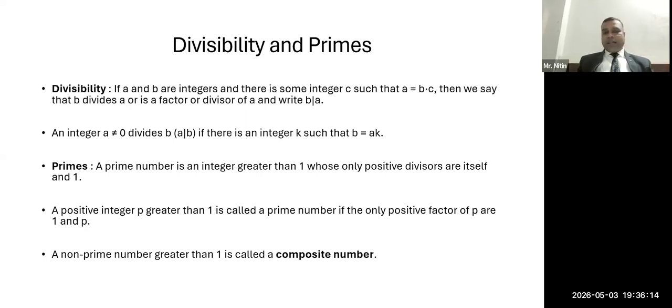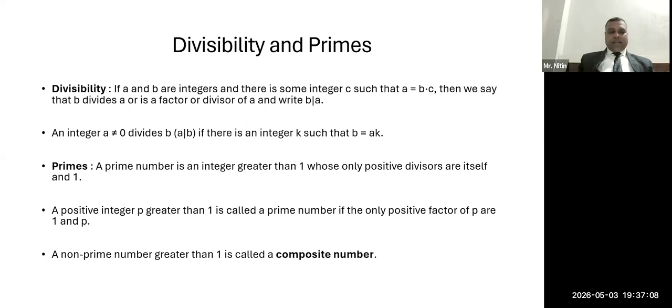So how do we define divisibility? We consider three numbers: two integers A and B, and one more integer C. We represent these three integers in the form of an equation: A equals B into C. Then we say that integer B divides integer A, or B is a factor or divisor of A. And we write this as B | A.